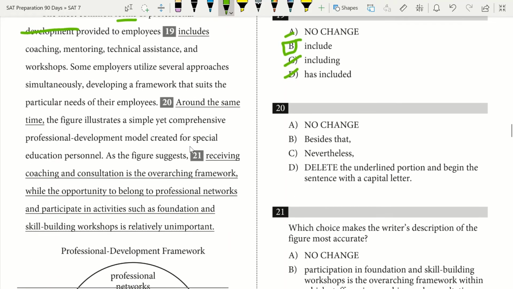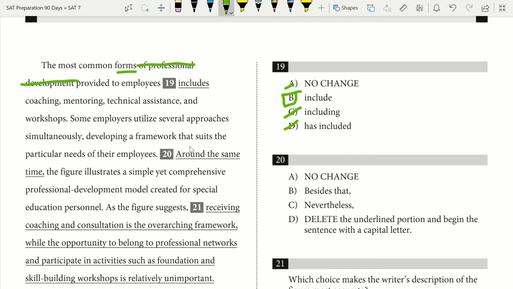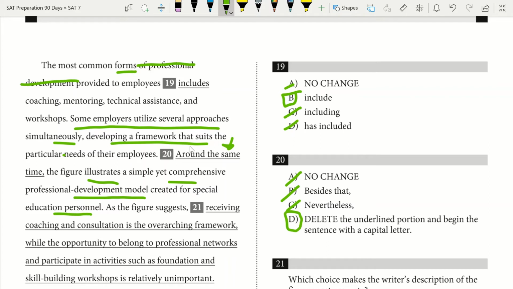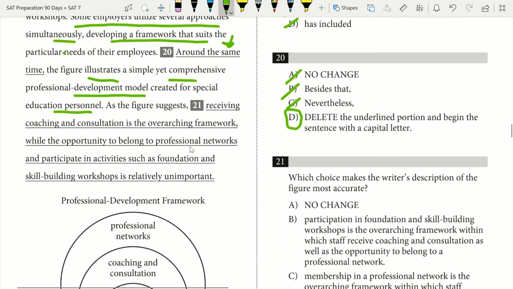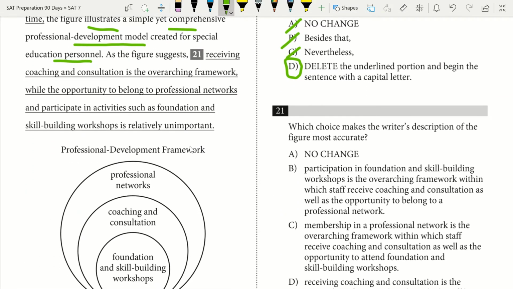All right, so that one was matching a number. So we have coaching, mentoring, technical assistance workshops. Some employers utilize several approaches simultaneously, developing a framework that suits particular needs of their employees. Okay, now we have a transition or something showing a relationship, so connecting these two sentences. We have the figure illustrates a simple yet comprehensive professional development model created for special education personnel. Okay, "around the same time," "besides that," and "nevertheless," none of those are connecting those two sentences. So since none of them are connecting the two sentences correctly, we would want to use D for number 20. There's no way to connect those, at least not with the answer choices provided. As the figure suggests, receiving coaching and consultation is the overarching framework, while the opportunity to belong to professional networks.